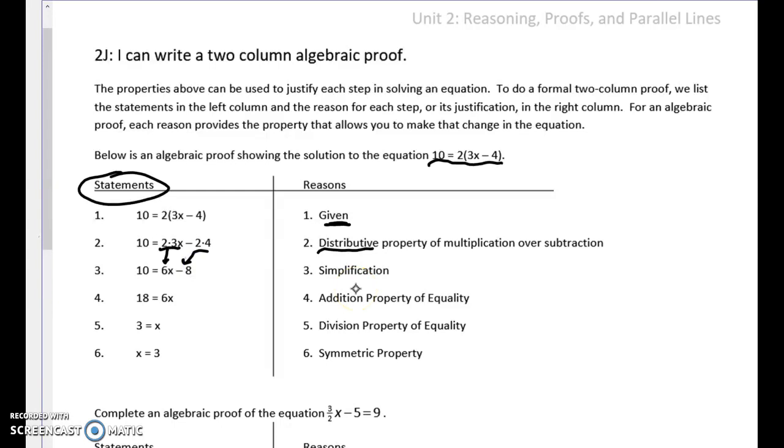We didn't actually use any properties of equality because we didn't do anything over an equal sign. Then I added the 8 to the other side, and when I add the 8 to get this step, that's my addition property of equality. After that, we divided the 6 off both sides, so I get that 3 equals x using my division property of equality. But we don't want to end with 3 equals x, we want to end with x equals 3. So I'm going to flip that equation around using my symmetric property.